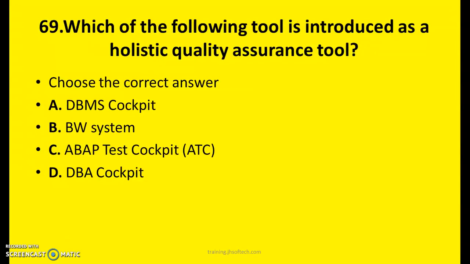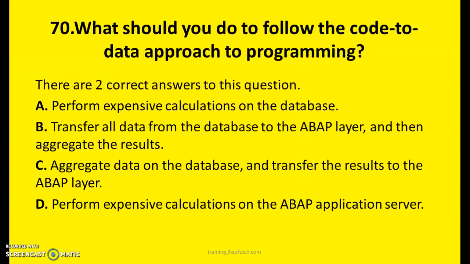69th question: which of the following tools is introduced as a holistic quality assurance tool? You have to choose the right answer: A, DBMS cockpit; B, the BW system; C, ABAP test cockpit; or D, database analysis cockpit. So the right answer is C, ABAP test cockpit.